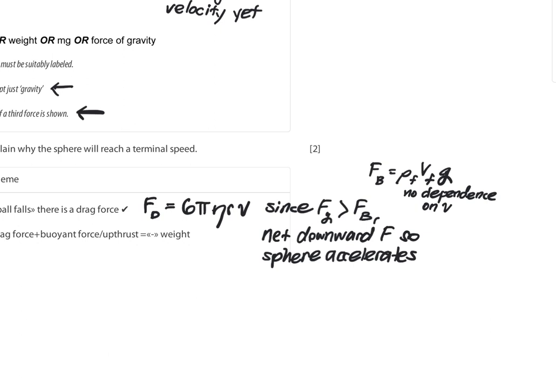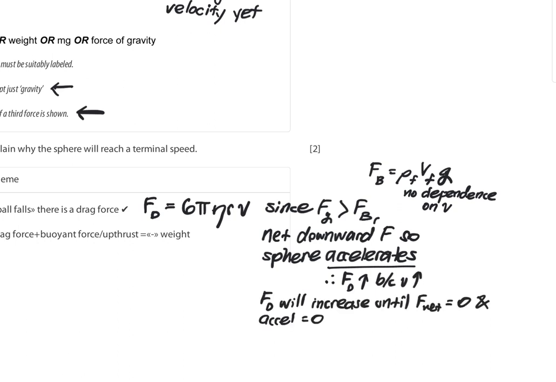But as the sphere accelerates, the drag force is going to increase because the speed is increasing. Now that drag force will continue to get bigger until the net force is 0 and there's no more acceleration. And if there's no more acceleration, you get no more increase in speed, and so the drag force can't increase anymore. The drag force stops increasing when you hit net force equals 0.